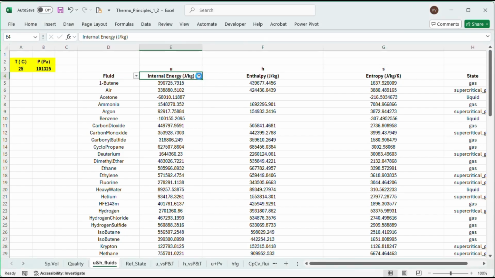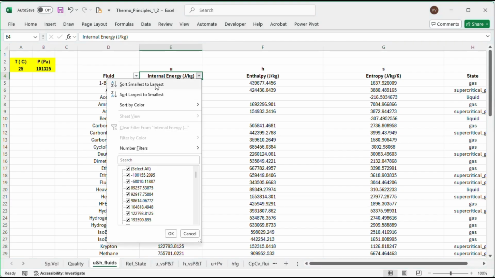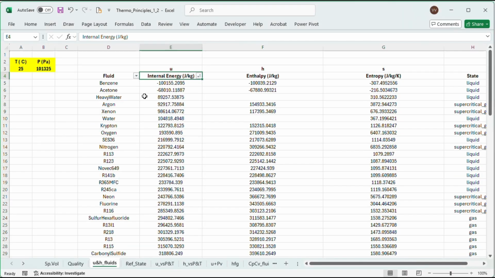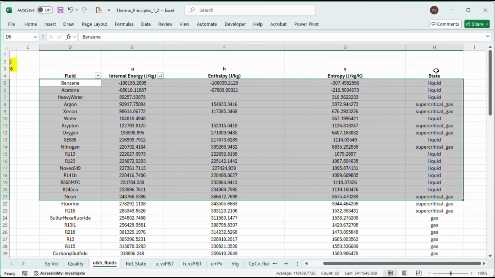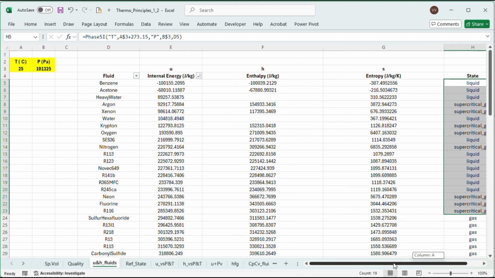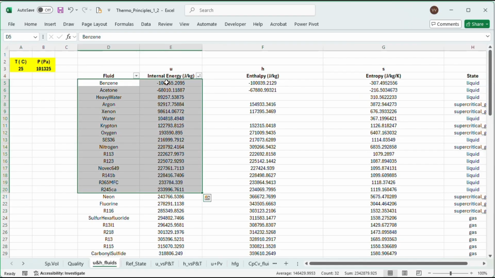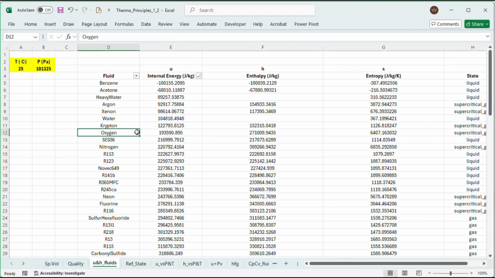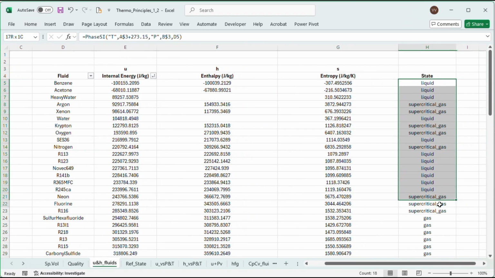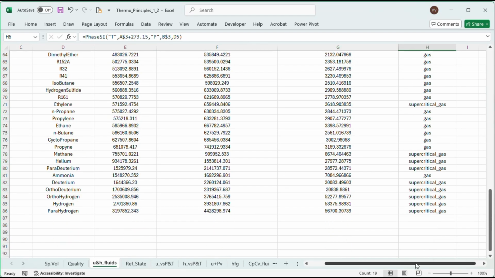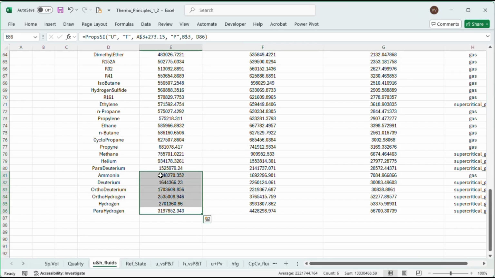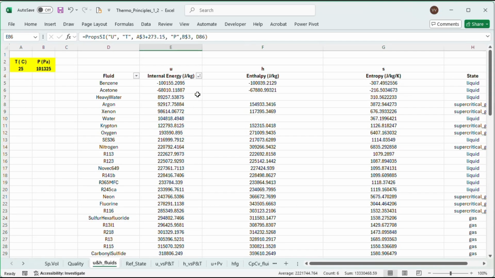And arrange them in the order of smallest to largest. Typically, you can see these liquids seem to have smaller internal energy, okay? And some of them are negative. Not all liquids. It is also dependent on the type of molecule, but typically most of the liquids seem to have lower internal energy, and the gases are the ones that are of much higher internal energy. Something to keep in mind.